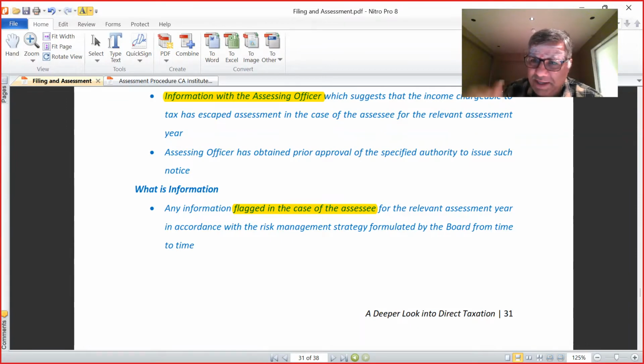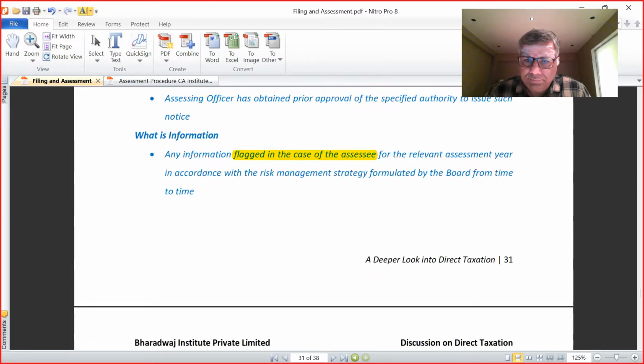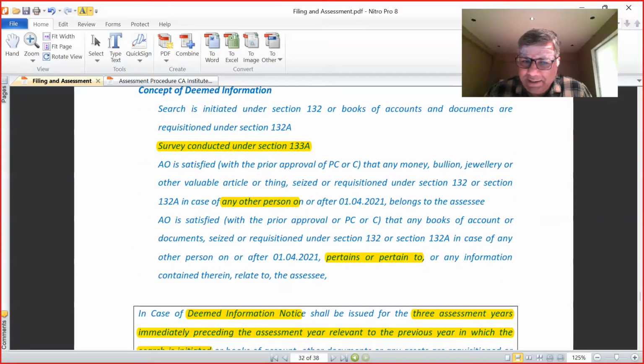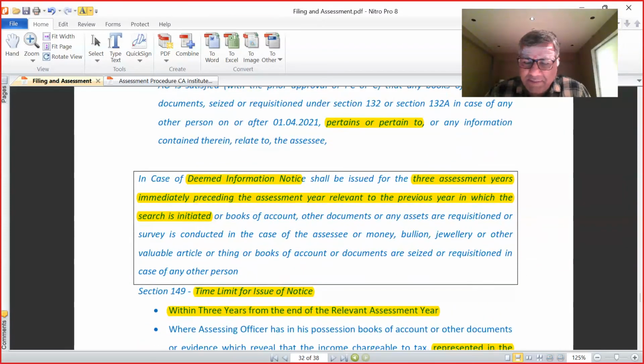Take 2 or 3 minutes. Please read through. It is very important you understand this, 148. Then I will proceed to 150. So, are you all clear? Any doubts? Please ask me.